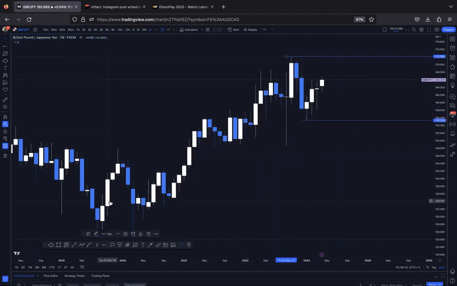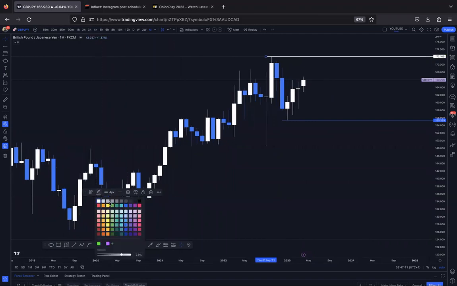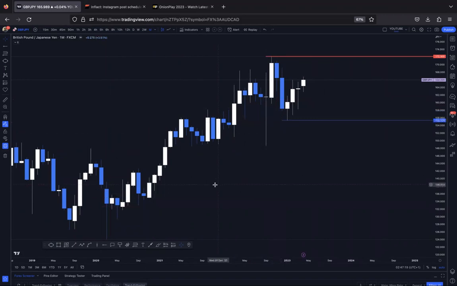Let me change this color to white. Let me make it a little thicker. It looks like white and blue. Which one is more visible? Okay, let me make it red instead. Red. So this is our monthly high and then monthly low.